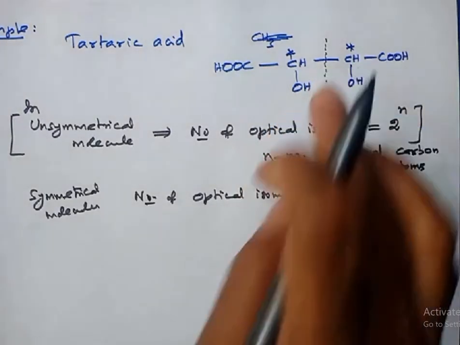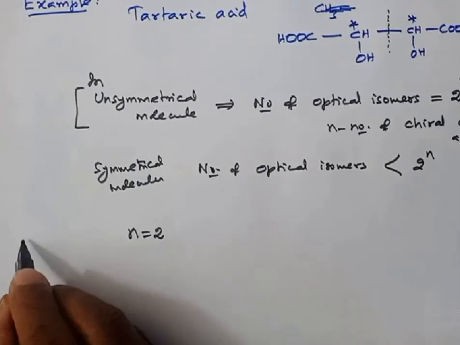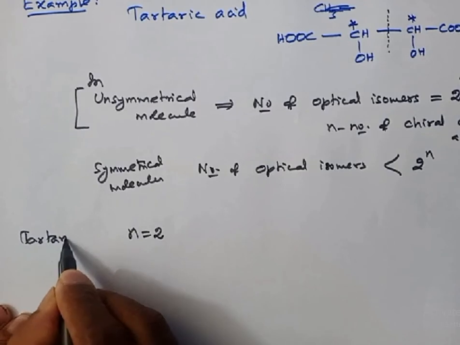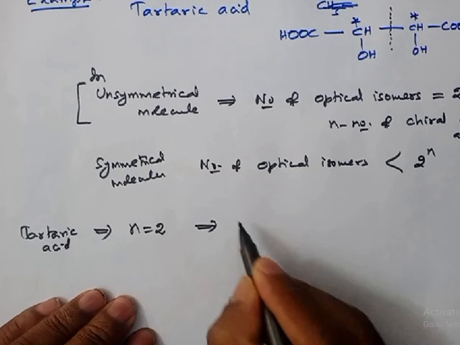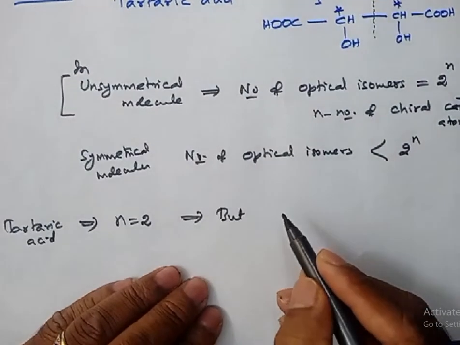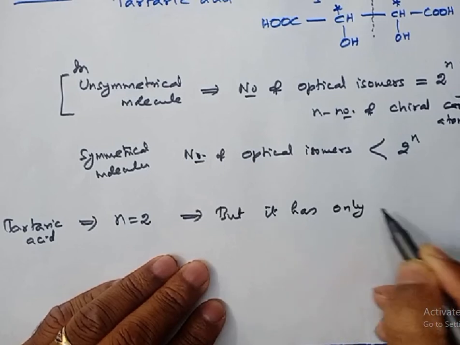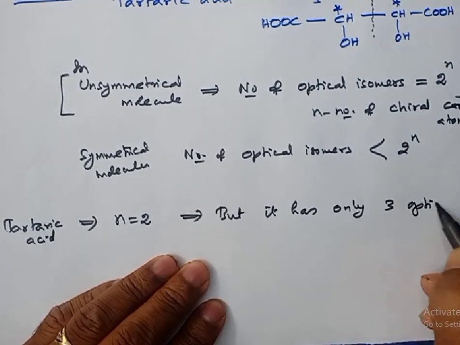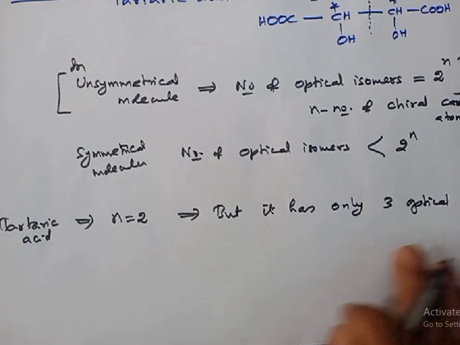So the tartaric acid molecule contains 2 chiral carbon atoms, but it has only 3 optical isomers. Only 3 optical isomers exist in nature. It has only 3 optical isomers, not 4. What are they? What are the 3 optical isomers?